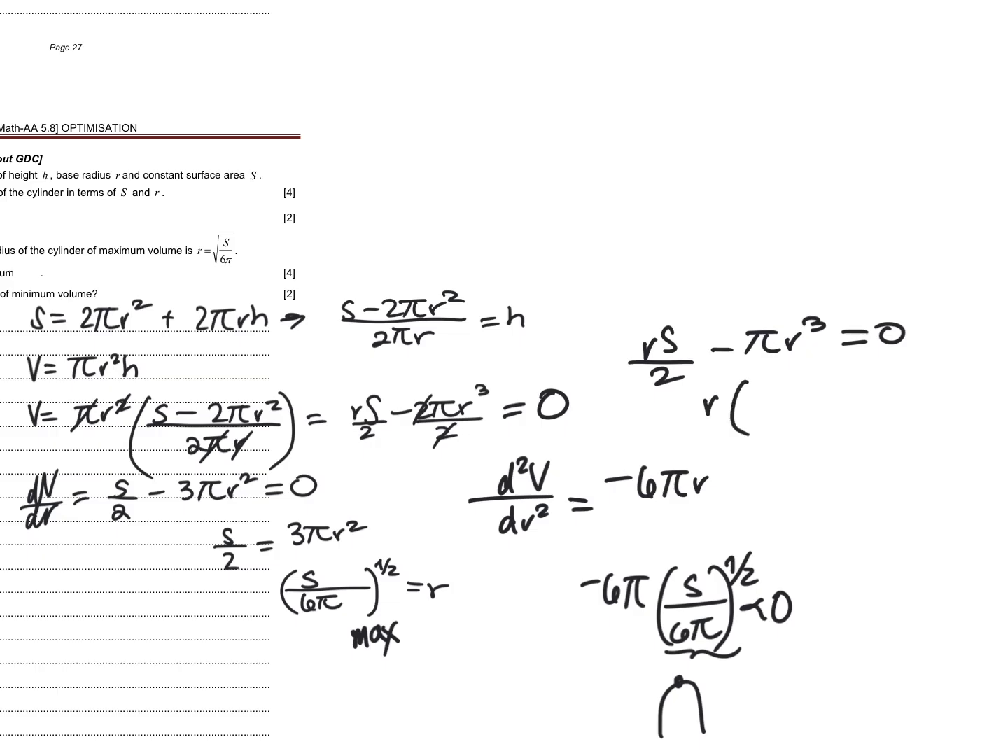If we factor out an r, that's going to be S over 2 minus pi r squared equals 0. So we're going to have r is 0 here, or S over 2 minus pi r squared equals 0. So divide by pi and square root. So at those two values, that's where the volume equals 0. So that's where it's going to have the minimum volume.